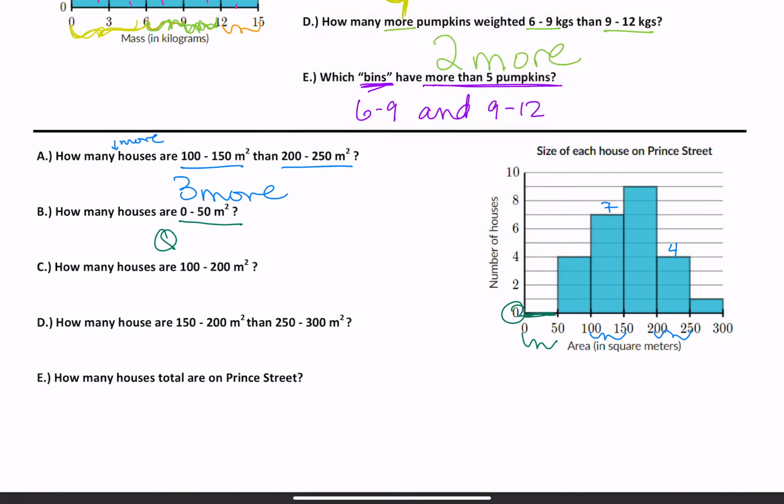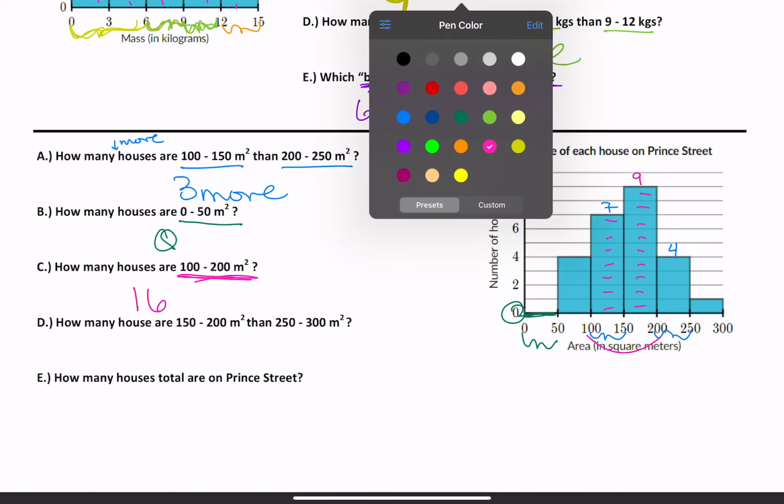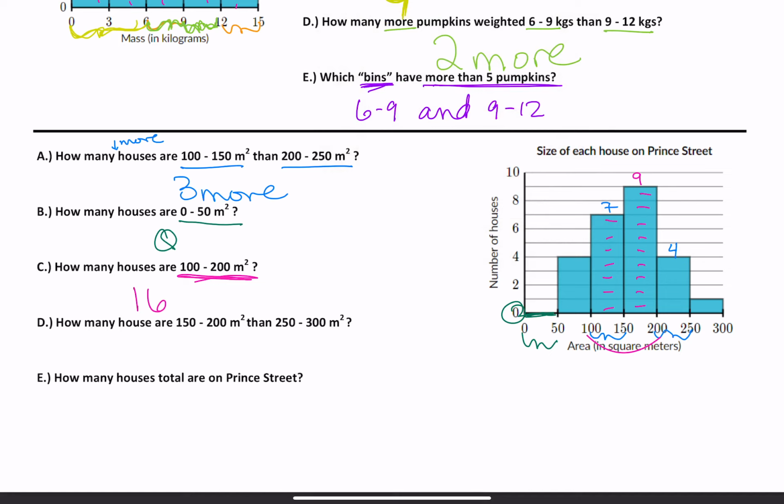Next up, we have how many houses are 100 to 200 square meters? Not millimeters. That would be very little. So that's going to be these numbers here. So we have 7 and 9. So 7 plus 9 gives us 16. You could totally count out the boxes too. I'm okay with that. I'm lazy and I want to add it so it's easier. But counting, you're more likely to get it right, especially if your adding skills can be a little suspect sometimes.